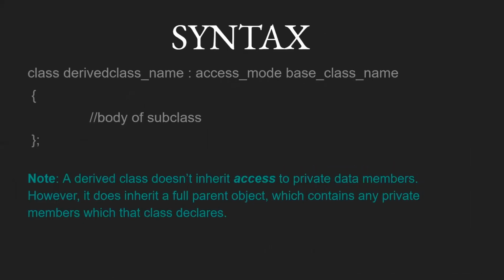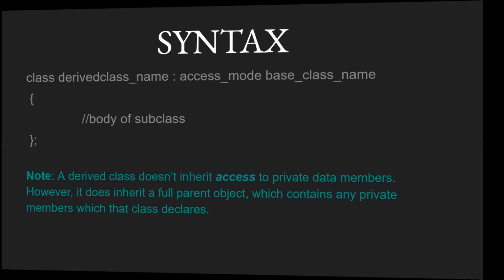Let's move to the syntax of inheritance. First, we have to write the keyword class, then comes the name of the derived class, access mode or visibility mode, which can be private, public, or protected, then the name of the base class. Then comes the body of the subclass. Note, a derived class doesn't inherit access to private data members. However, it does inherit a full parent object which contains any private members which that class declares.